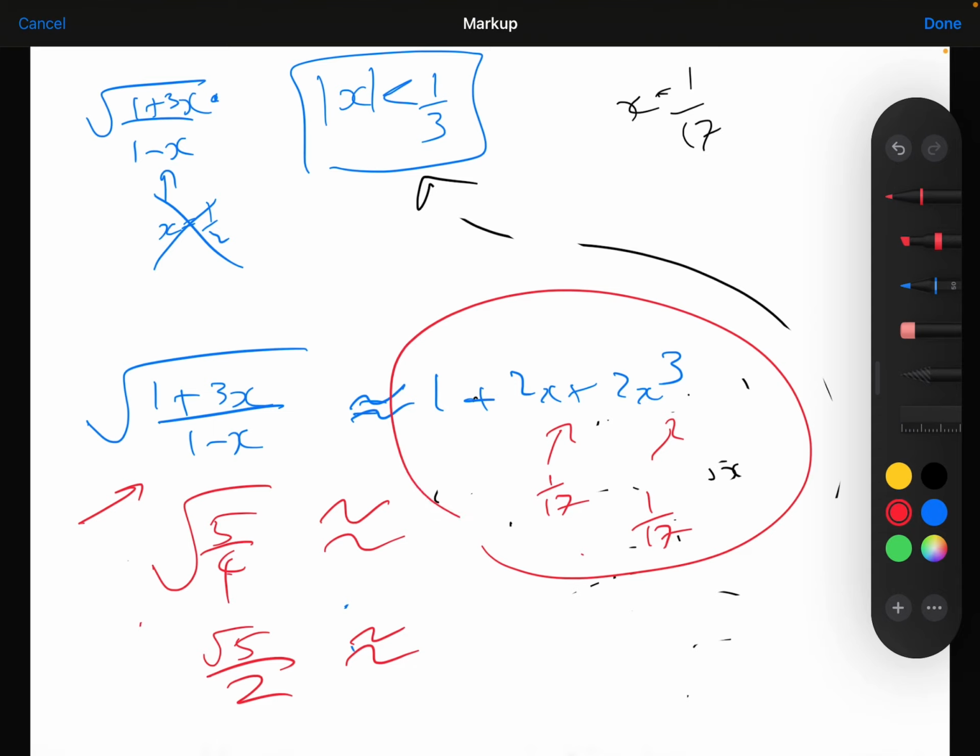And then whatever answer I get, times both sides by 2, and I've got an approximation for root 5. So that's how you should have done part C.